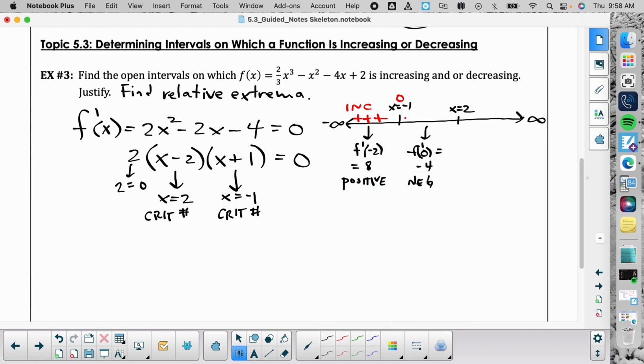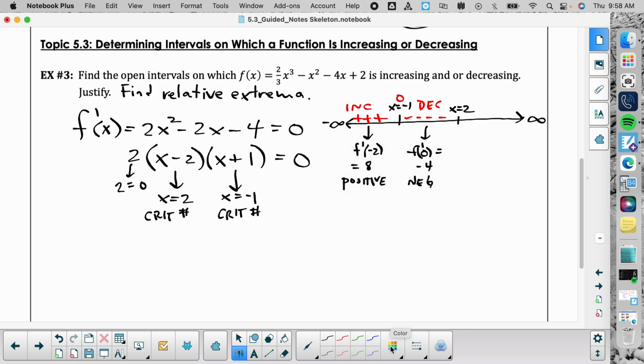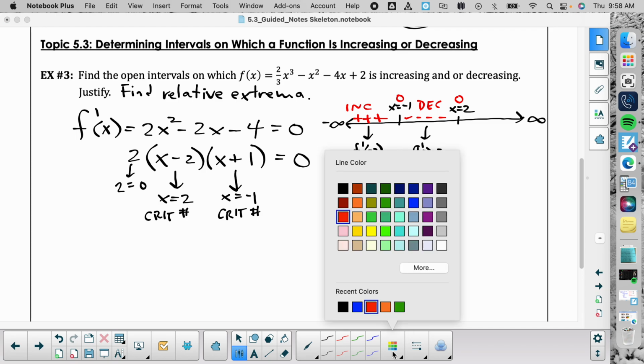So up above, I'm going to put some negative signs and write decreasing. And then at this other critical number, we also know it was a slope of 0 because we set it equal to 0. Now, if it was an undefined slope or a vertical asymptote, I would write that too. Okay, so then we only have one more section left to check. What time did we get done? 6. Yeah, we're good.